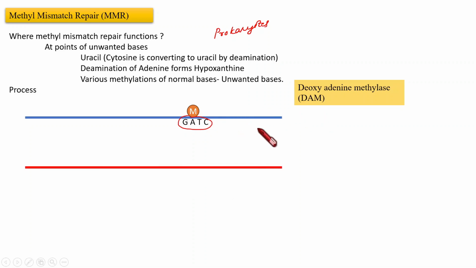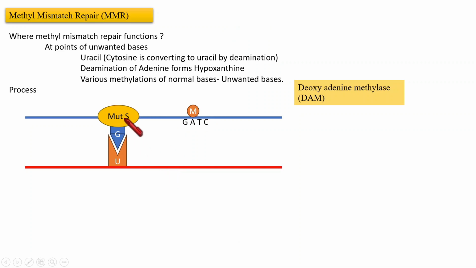Then we are going to see a mismatch here. So we know that guanine needs to pair with cytosine, but as it is deaminated, it changed to uracil. So this is a mismatch error. And the presence of the mismatch initiates the methyl mismatch repair, and in that repair process, the first protein to arrive at the point is MutS. We need to note that protein, MutS. And this MutS doesn't have the capability to discriminate between the parent strand and the daughter strand.